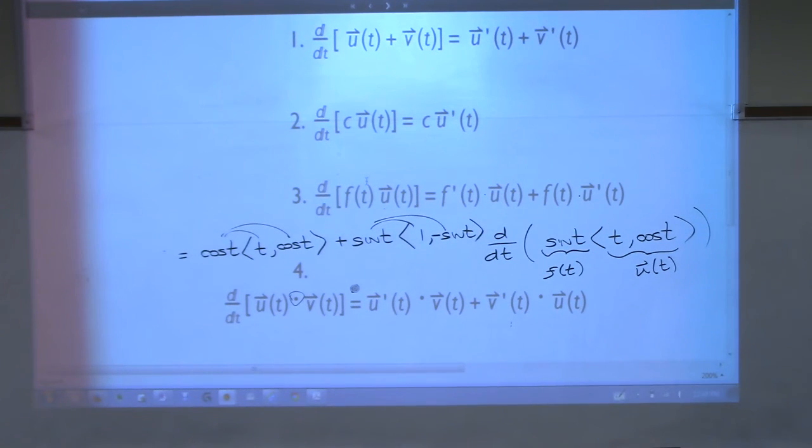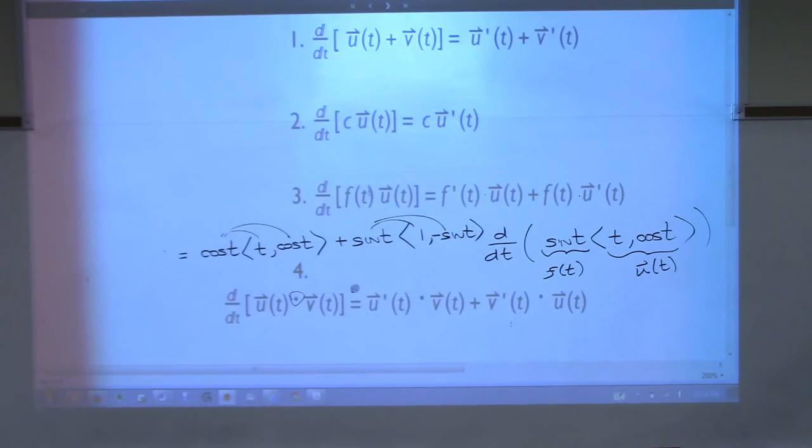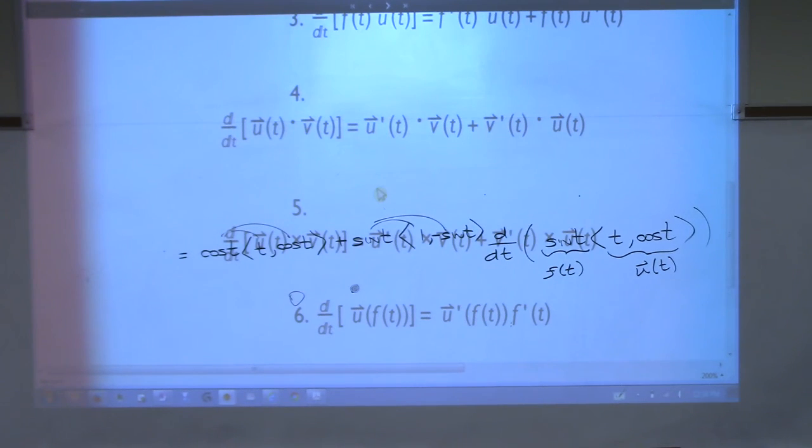Does the quotient rule apply too? That's a good question. It would depend on what your quotient was. We don't really have the quotient rule defined here, because dot is a certain type of multiplication, and we don't have an equivalent quotient. We don't have an inverse of the dot, so to speak.